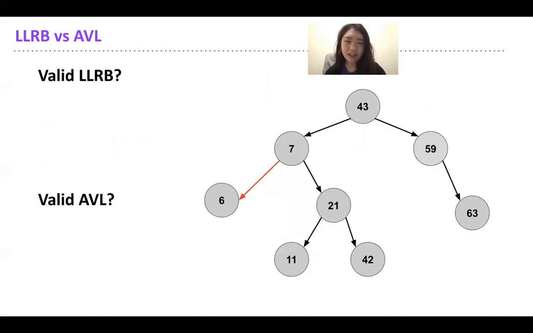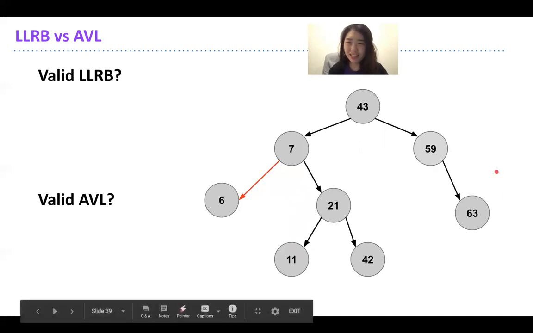Okay, so the second example is the same question: is it a valid LLRB and a valid AVL? Sorry, LLRB is hard to say. The answer is that this is not.